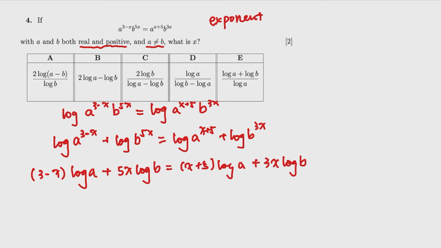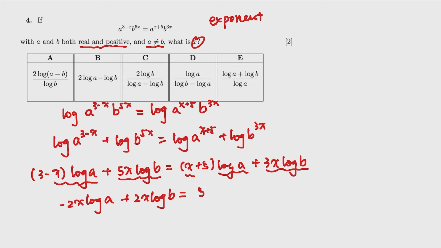In this question, we are going to solve for x. So let's put all the terms with x on the left and the rest on the right. All the x terms have minus x log a, 5x log b, and on the right we have x log a and 3x log b. If we move them on the left, we have minus 2x log a plus 2x log b. On the right, we have 5 log a minus 3 log a.